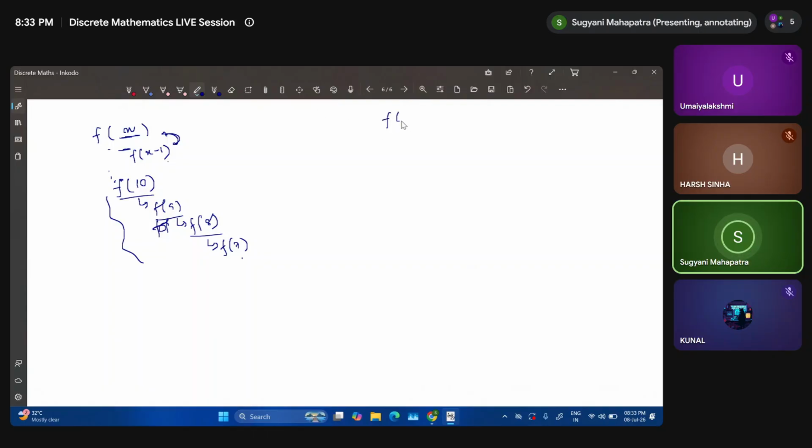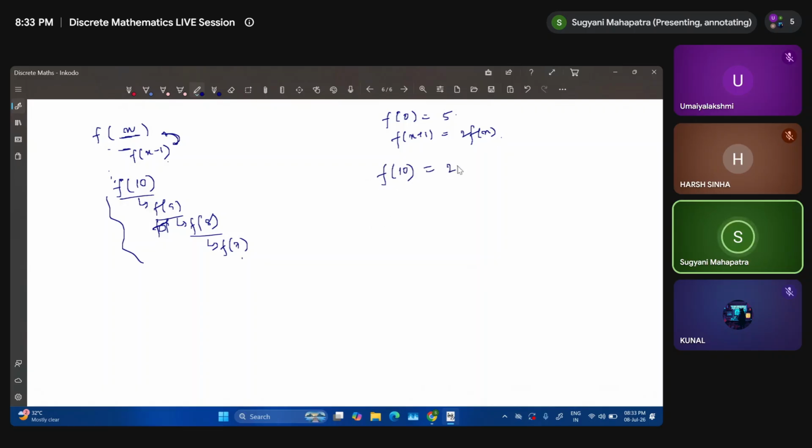You have the value for f of 0. Let's say f of 0 is equal to 5. Okay, and we define f of x plus 1 is equal to 2 times f of x. Okay, so now we want to compute f of 10.